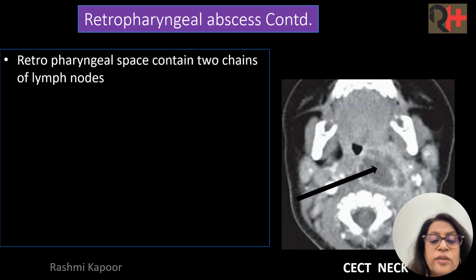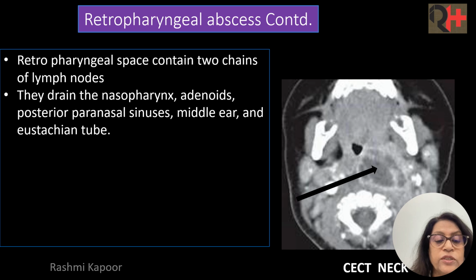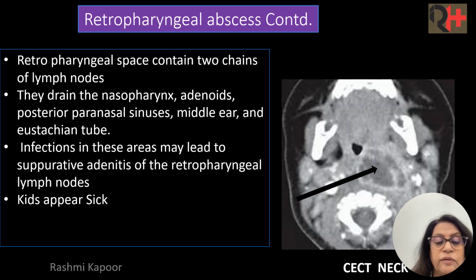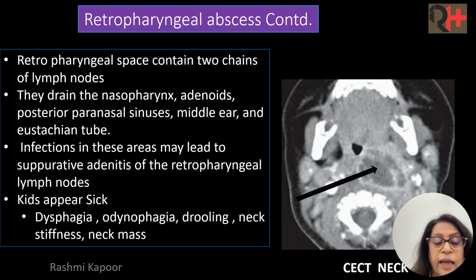The retropharyngeal space contains two chains of lymph nodes, and these lymph nodes drain the nasopharynx, adenoids, posterior paranasal sinuses, middle ear, and eustachian tube. From all these areas, they drain to the retropharyngeal space lymph nodes. An infection in any of these areas may lead to suppurative adenitis of the retropharyngeal lymph nodes. The kid appears very sick, and there are characteristic signs like dysphagia or odynophagia, drooling, neck stiffness, and you could also see a neck mass.